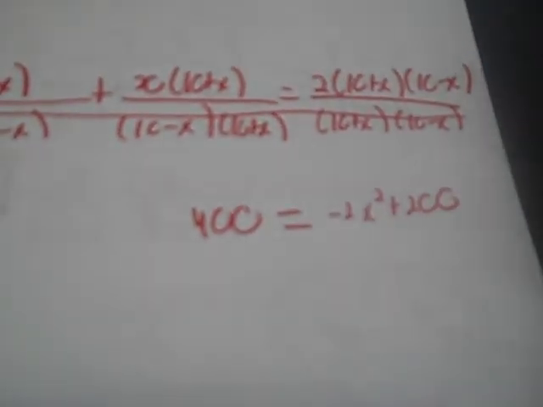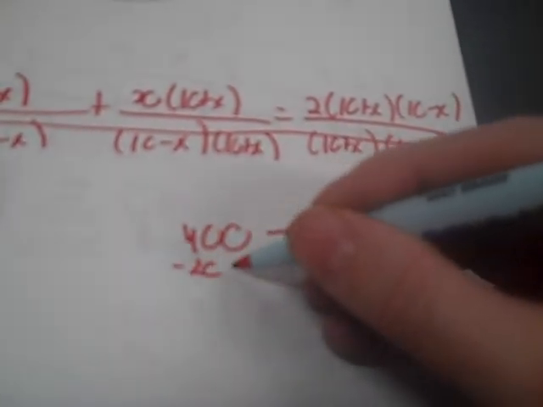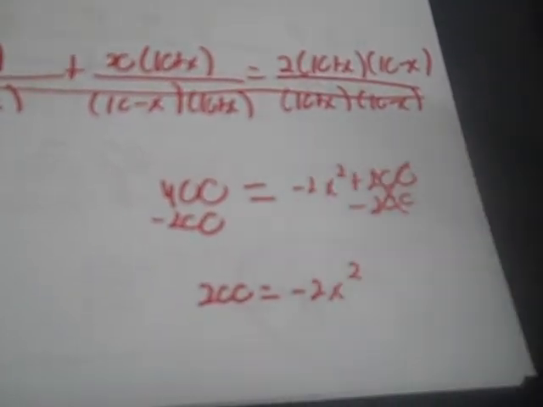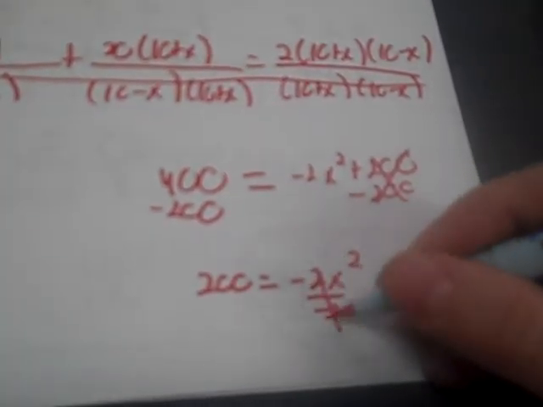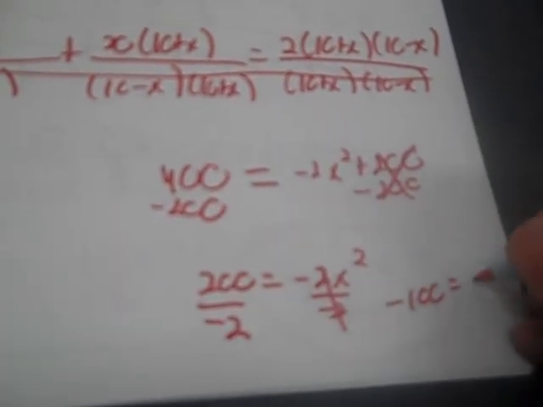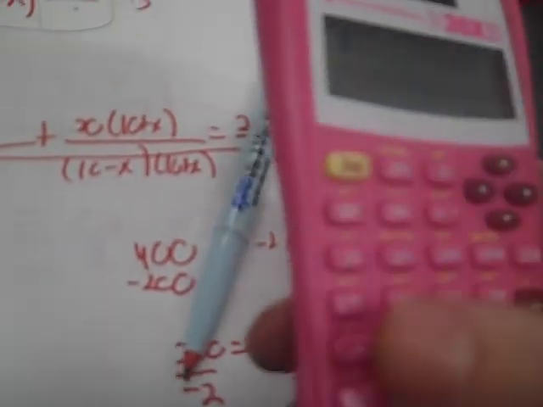Now I'm just going to get x squared by itself, so I subtract. That's 200. Okay, I see bad news here. Divide by negative 2. Negative 100 equals x to the second. Now if I find the square root of negative 100, I get the dreaded domain error. Put invalid. That will not happen on the test.